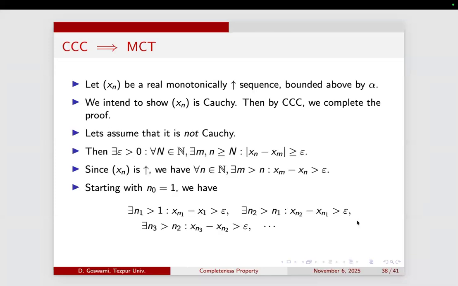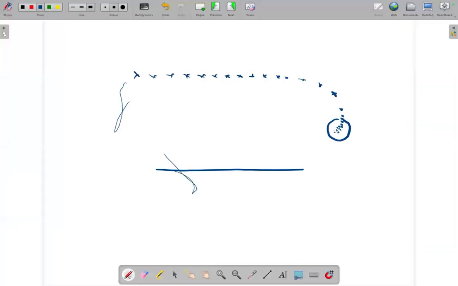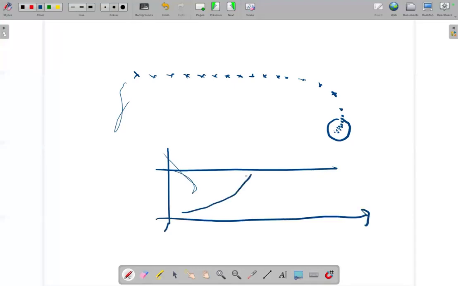So if you allow me quickly, Xn is a monotonically increasing bounded sequence. I want to show that Xn is Cauchy so that I can show that Xn converges. If Xn is not Cauchy, what is happening here? Xn is increasing. So let me give you a quick picture again. This is my sequence, increasing. This is an upper bound. If it is not Cauchy, meaning what? The difference between some two elements would be greater than an epsilon, because it's not Cauchy. So I can find two points somewhere whose difference is greater than epsilon.